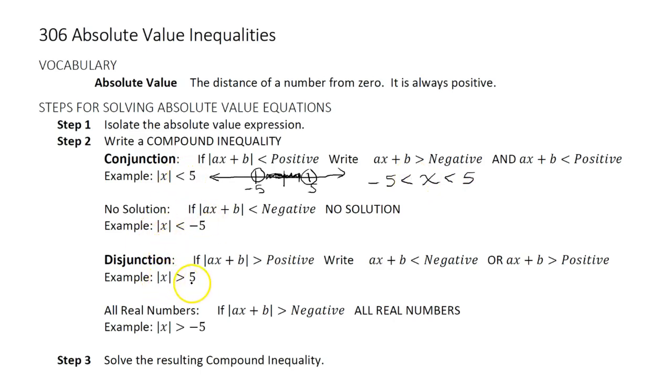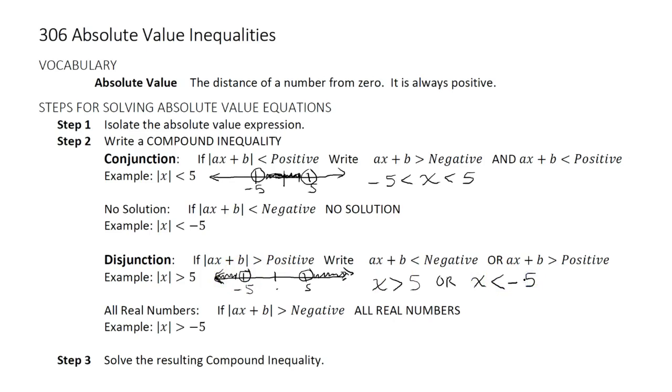Now let's look if we have an absolute value bigger than positive 5. Once again, look at the number line. In this case, all the numbers whose absolute value is bigger than 5 will be the positive numbers bigger than 5, but also the negative numbers less than negative 5. This is called a disjunction and is written with the word or. We write x is greater than 5 or x is less than negative 5.